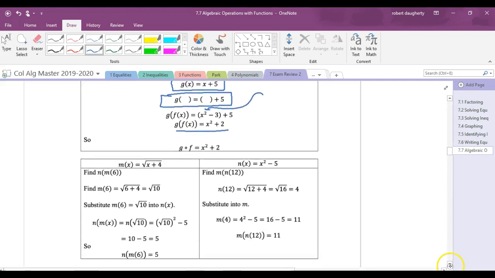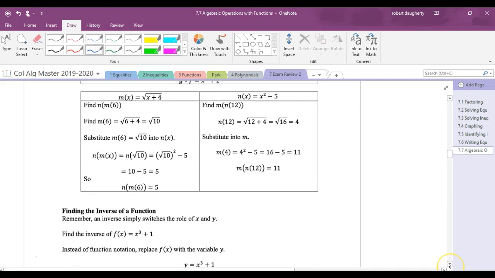Now, one thing that was similar but a little bit different is if I ask you for a specific value of a composition, n of m of 6. The way we approach this, n of m of 6, is this way. Go find m of 6 first, okay? So plug 6 into m. You'll get a number. Take that number and then plug that into n.